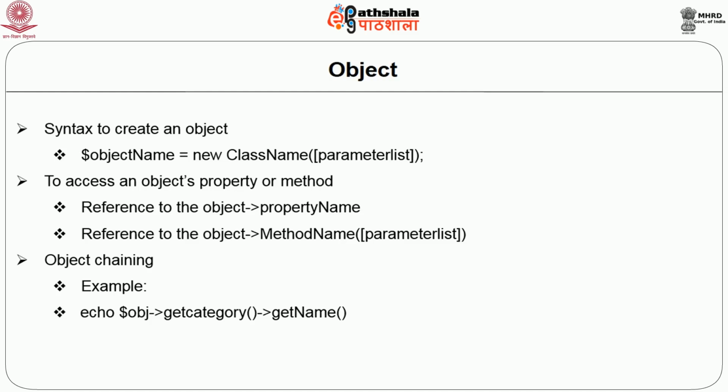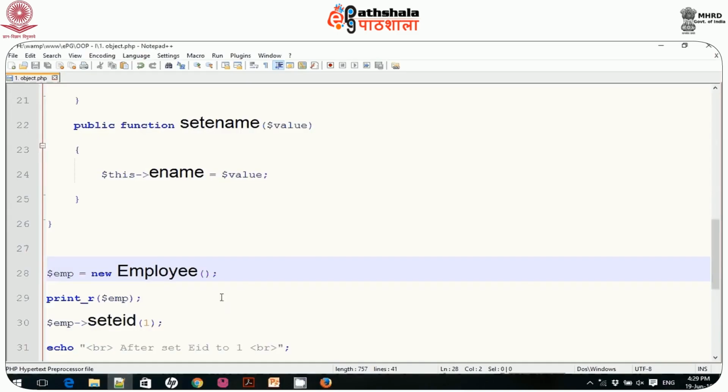Now if any function or method returns an object, then that reference can be used to get the reference of other objects. This is known as object chaining. Say for example $obj and the method get category. This may return one object, and that can be used to call another value. So this is object reference.